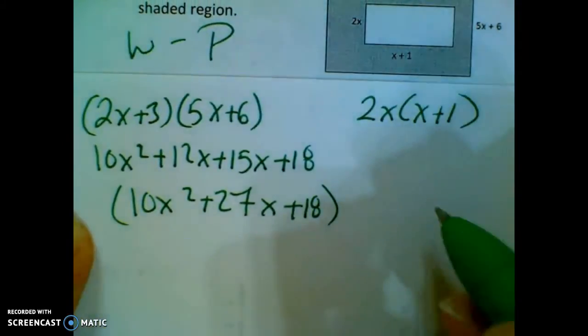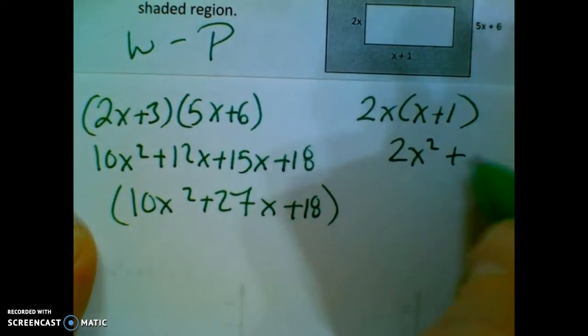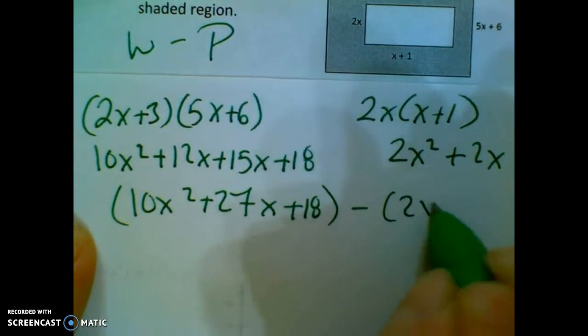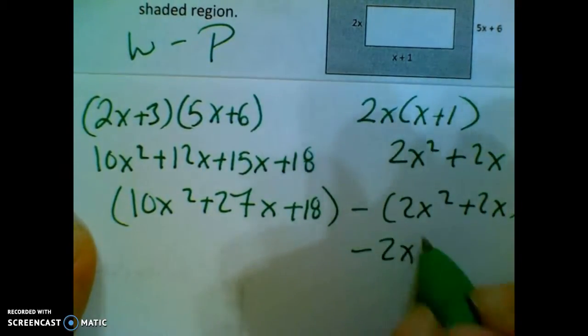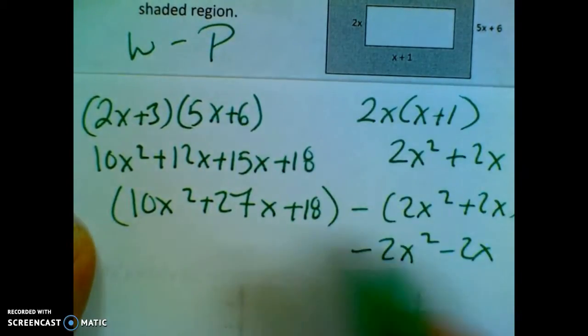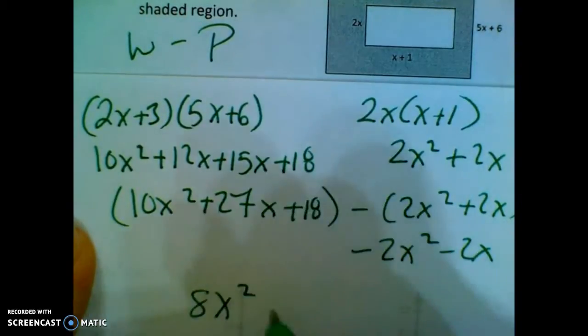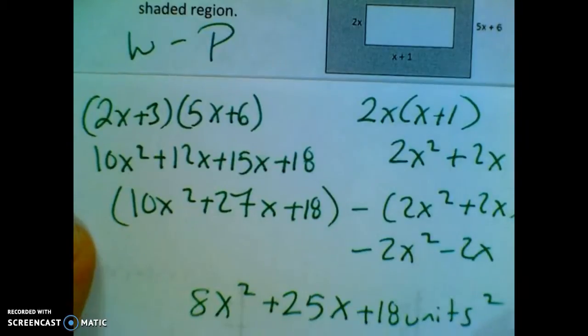Then I've got to find my part. 2x times x is 2x squared plus 2x. I want to subtract this, so minus 2x squared plus 2x. Just keep in mind I'm basically distributing that negative sign. Then just combine like terms. 10x squared and negative 2x squared is going to give me a positive 8x squared. 27x minus 2x is a positive 25x. And that 18 has no partner, so just plus 18. And again, area is units squared.